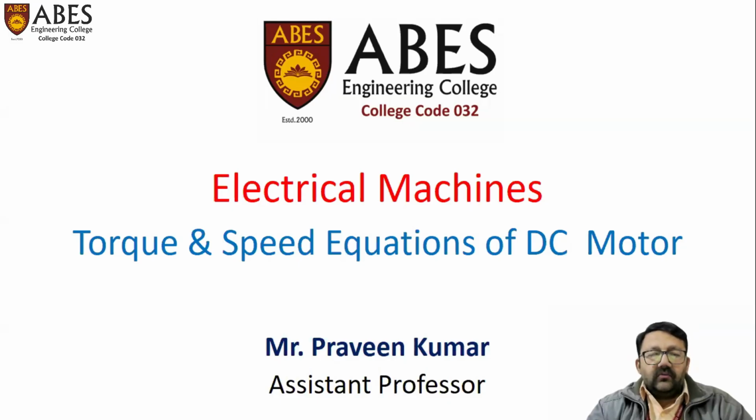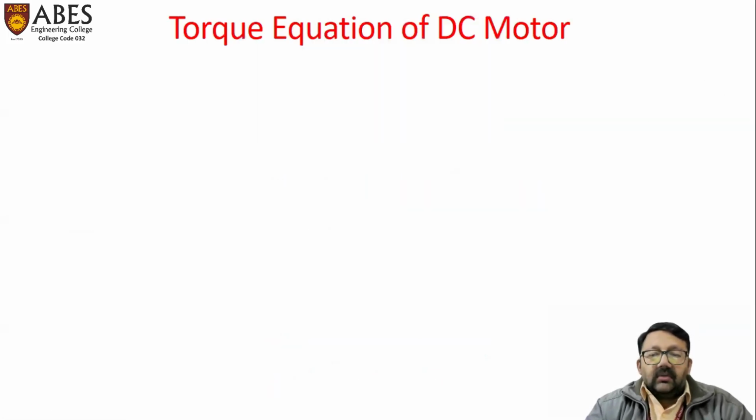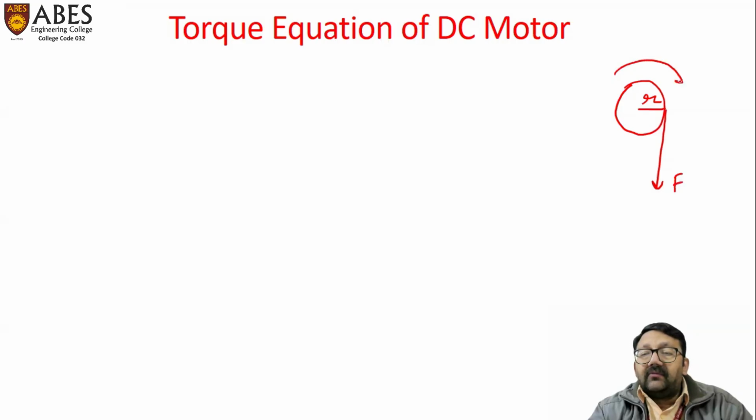In today's video, we are going to discuss torque and speed equations of DC motor. So first of all, we will find out a general relation between torque and power. Let us consider there is a wheel of radius r. This wheel of radius r is acted by a tangential force of F Newton, and due to this force, the wheel starts rotating at n revolutions per second.